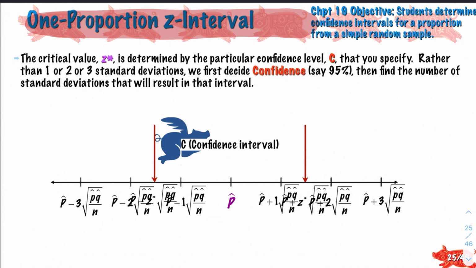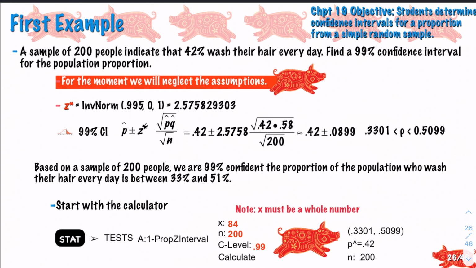Rather than 1 or 2 or 3 standard deviations, we first decide the confidence level, say 95%, then find the number of standard deviations that will result in that interval. So we always are centered at our sample proportion, and then we work our way out. Okay, let's just see what this looks like in action with an example.